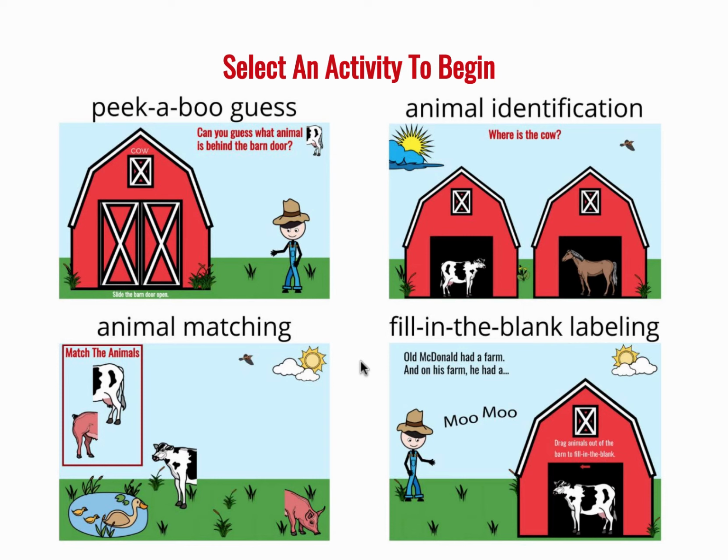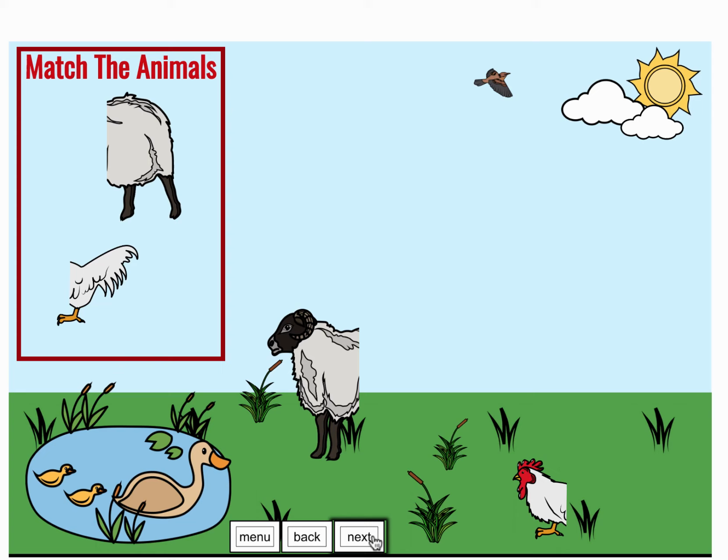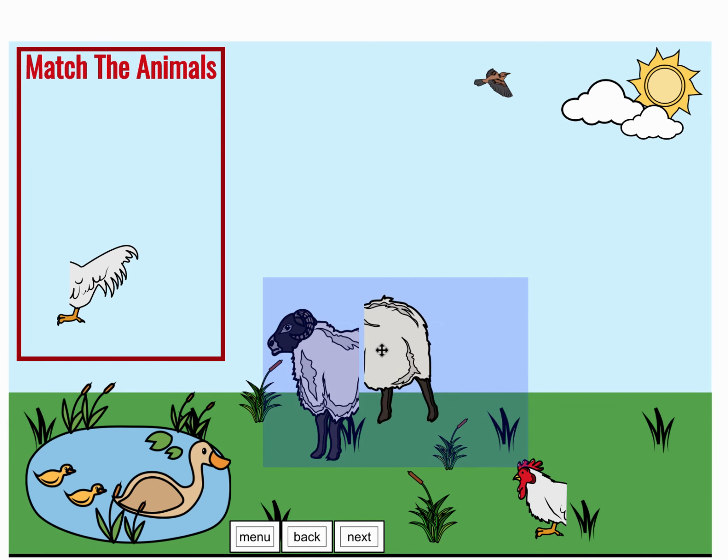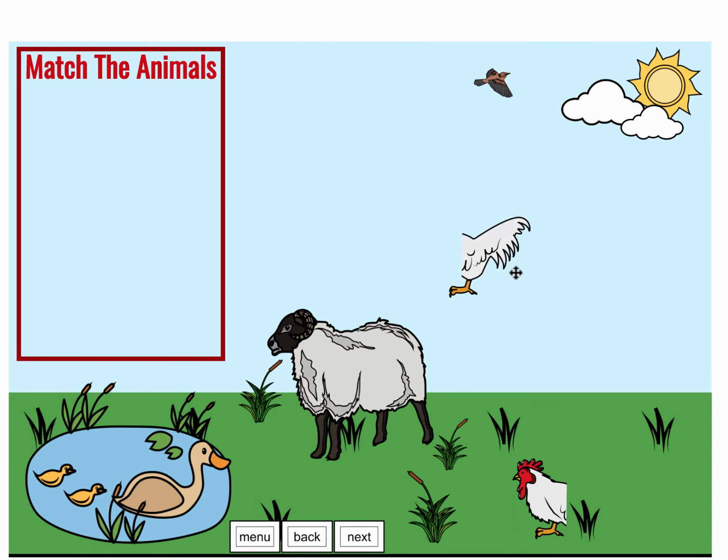Okay, so now I want to show you the animal matching activity. So this is the activity that I like to use when I'm working on parts of a whole, as well as simple matching puzzles with farm animals. So what you would see is a box with the back of two animals, and then you would ask your student to find the back of the sheep or find the back of the chicken. And to interact with this card, they would slide, or you would slide depending on the student's age, that piece over and complete that puzzle. So let's go back to the menu.